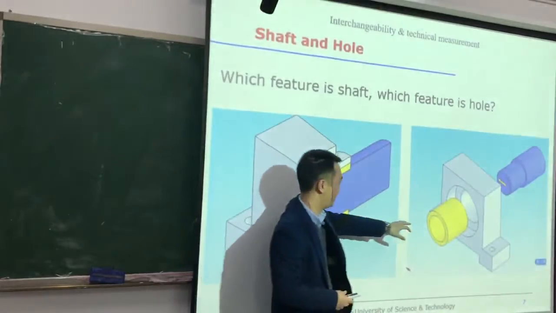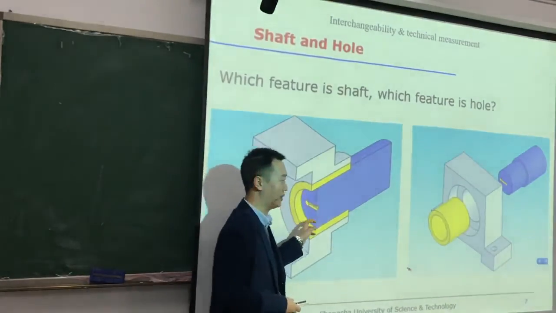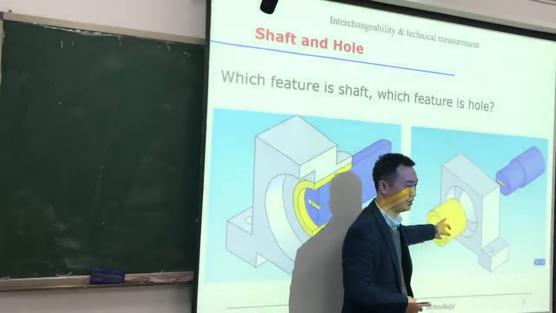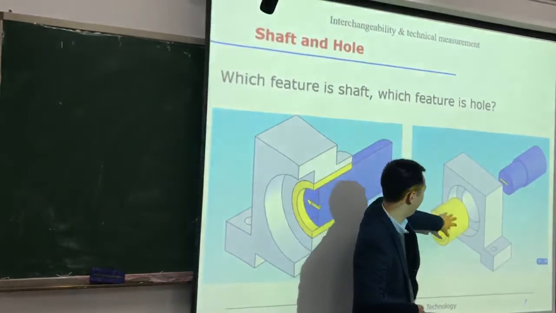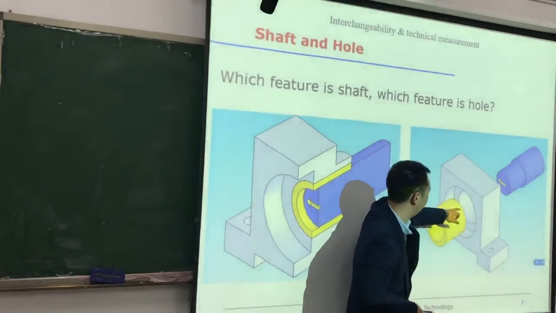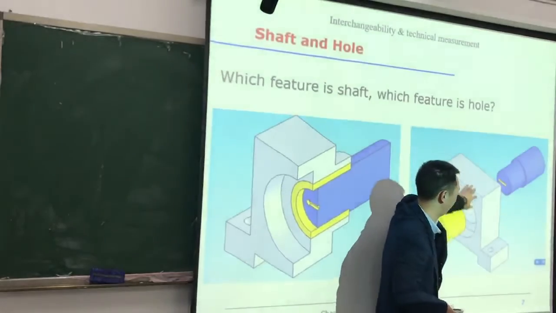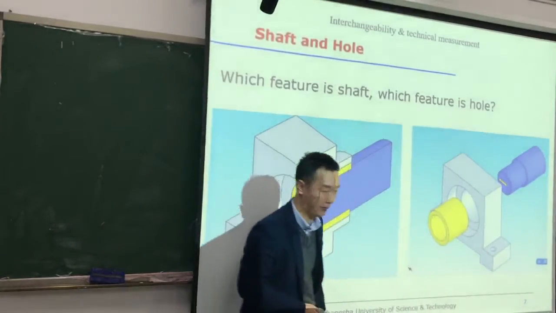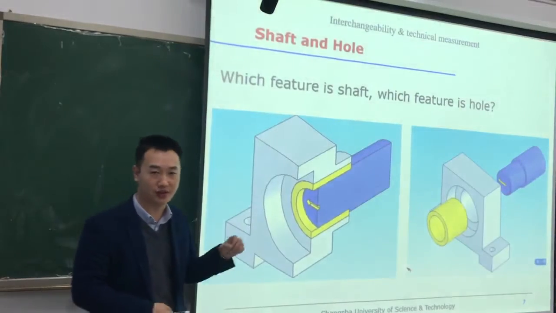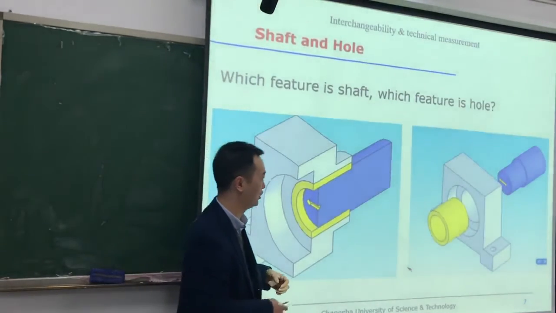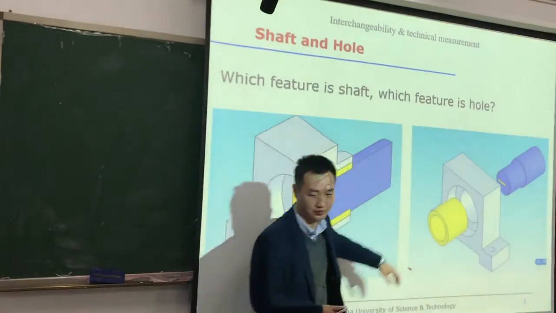But let's see this one. It's definitely a hole, but is it also a shaft? Its external feature is a shaft, connected with the bearing house, and its internal feature is a hole. So it has two features, the external feature and the internal feature.